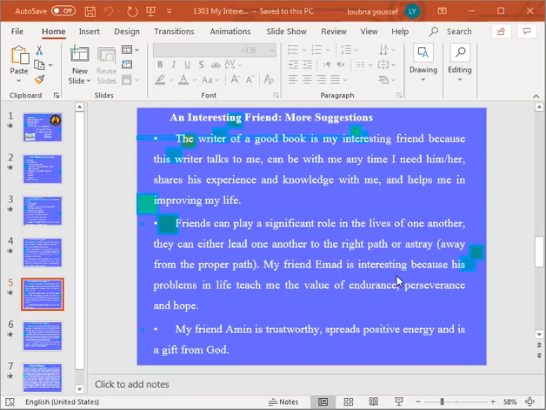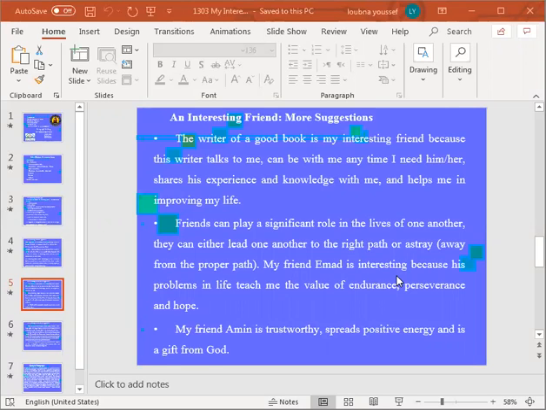Another suggestion. My friend Amin is trustworthy, spreads positive energy, and is a gift from God. Now, here the writer has identified the name of his friend, Amin, and the evidence and support.